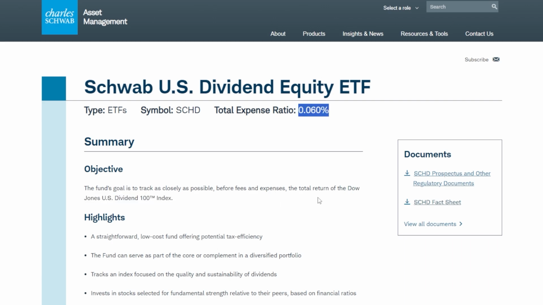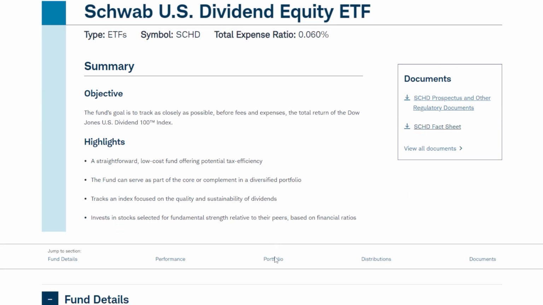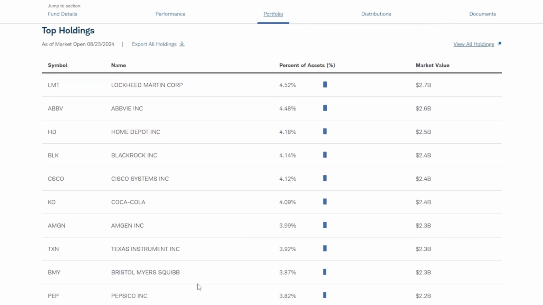But more than that, SCHD is a well-diversified ETF that's very cheap to hold with a 0.06% expense ratio. It tracks an index focused on quality and sustainability of dividends, and at least as of right now, some of the top names in SCHD have been flying sky high, which is definitely helping the ETF press forward to new all-time highs like we saw recently.